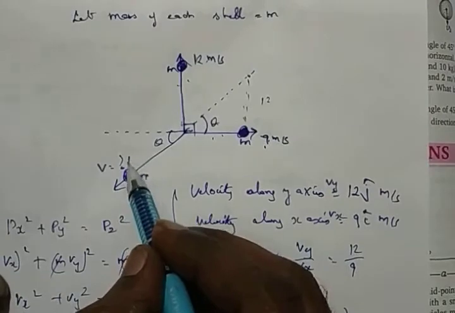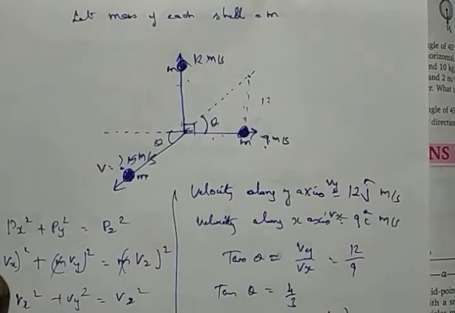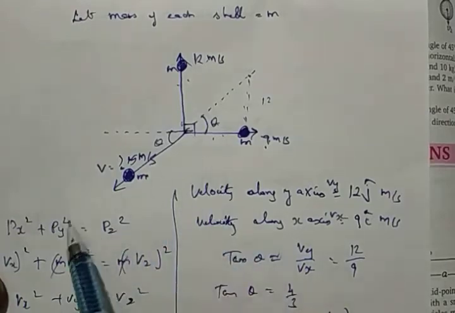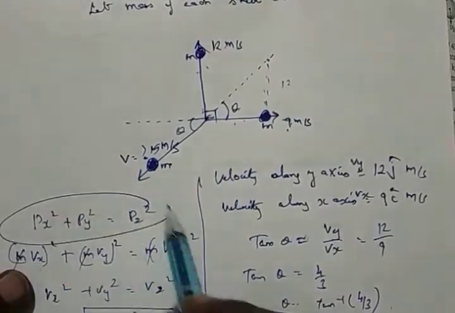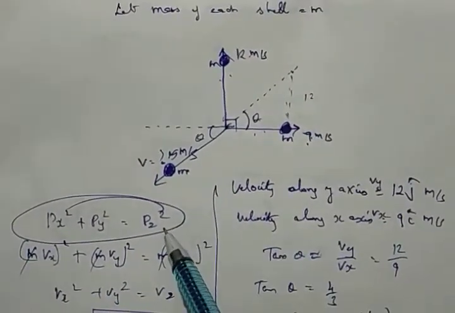This one will be 15 meter per second it will go. What did we do? We found the resultant of things. Now look at this one. This formula, how does it come? How did I put this formula?